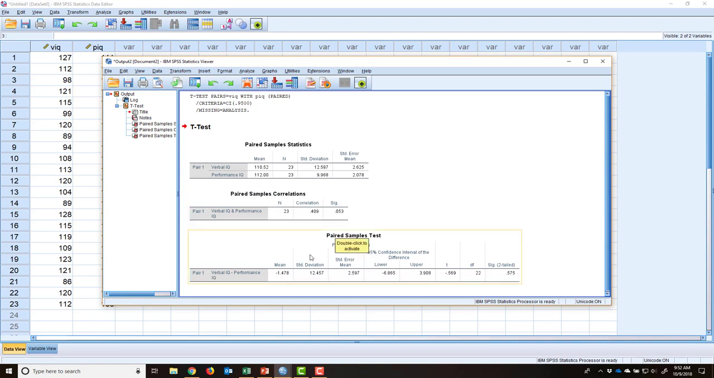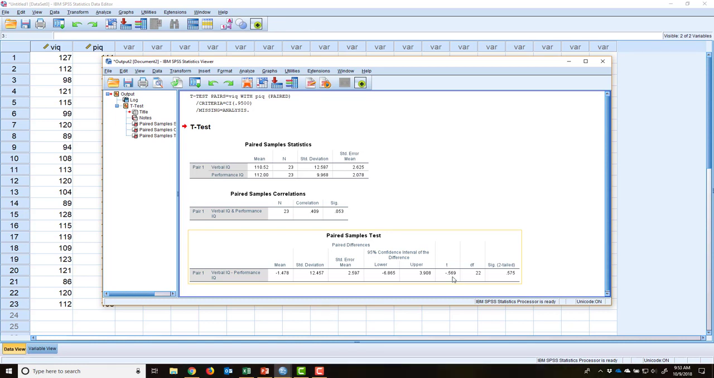t-test. So here are our results for the paired samples t-test, and we're going to see that there is a mean difference of -1.478. So that supports our hypothesis. Again, just like we said up here, verbal minus performance, the mean difference is -1.478. So that is supporting our hypothesis. The t-value, because remember when you do a t-test, you're looking for that t-value, is -0.569.